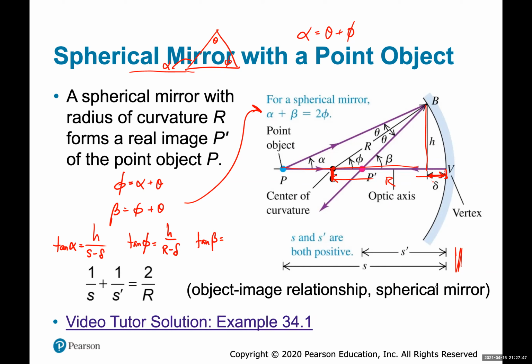R here is the radius of curvature of the spherical mirror. If the center of curvature is on the same side of the mirror as the object, let's let R be positive, just like when the image is on the same side of the mirror. If everything's on the same side of the mirror, it's positive. If the center of curvature happens to be on the other side of the mirror, let's use a negative value for R.